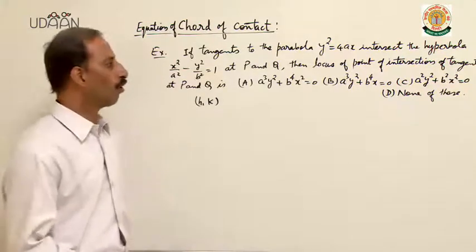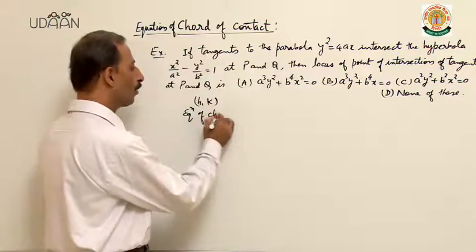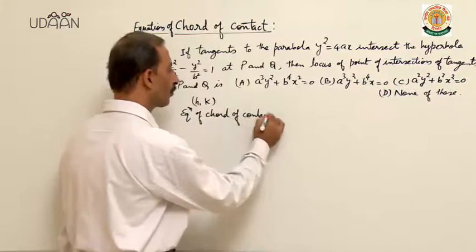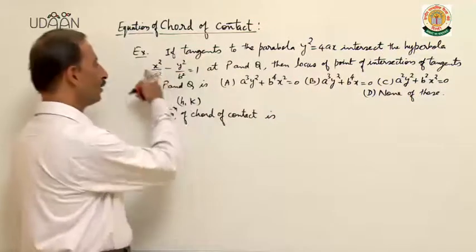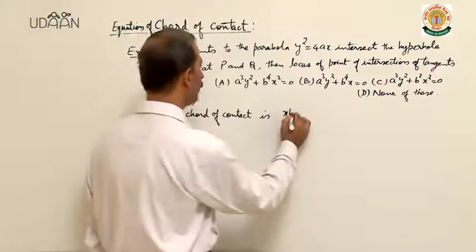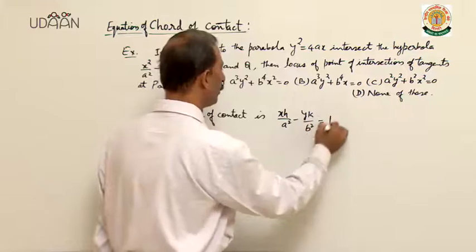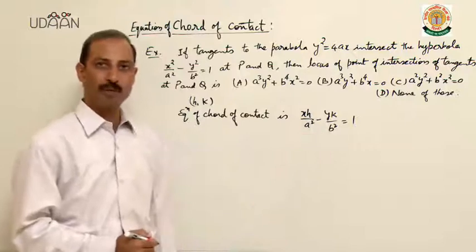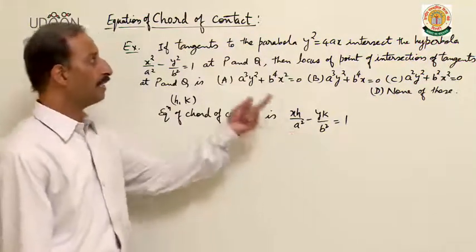Then the equation of the chord, so the equation of chord of contact of the hyperbola is, this is the equation of hyperbola, so T equal to 0. T means x into h upon a square minus y into k upon b square is equal to 1. That is the equation of chord of contact of the hyperbola. Now this chord of contact is a tangent of this parabola.